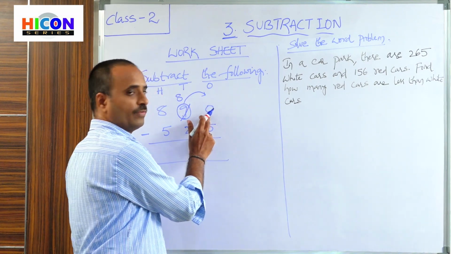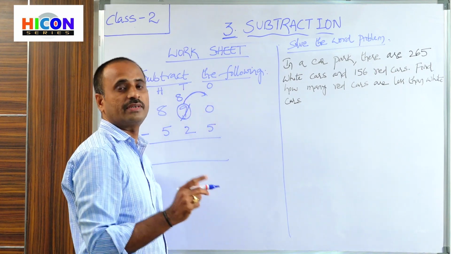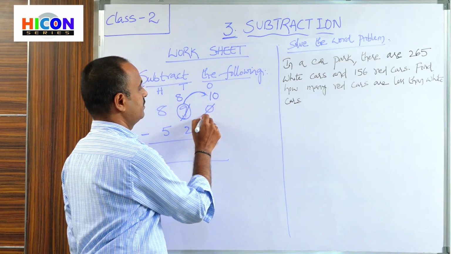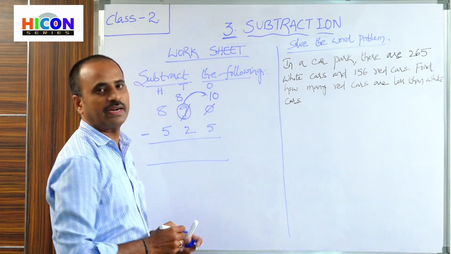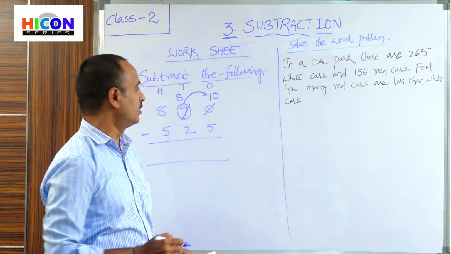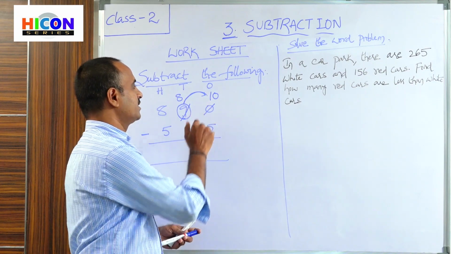If you carry 1 ten to the ones place, then 1 ten becomes 10 ones. So there are 0 ones, and now there will be 10 ones. Now do the subtraction. So the first number is 10 and the second number is 5. Now subtraction will be possible.